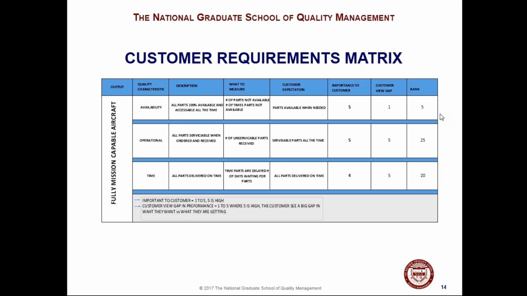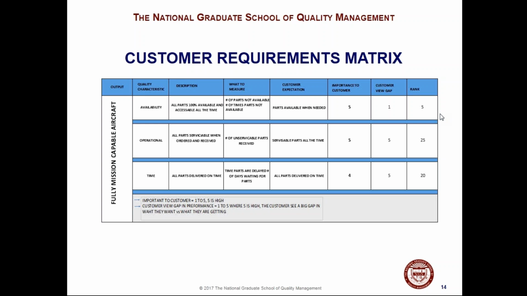Other customer characteristics is operational. All parts serviceable when ordered. When we get the parts, we want to make sure that the parts are good. We've had parts that we received and they were bad. Number of unserviceable parts received. Serviceable parts at all times. It's the customer expectation, and again, that's also high. The customer view gap was 5, rank 25.